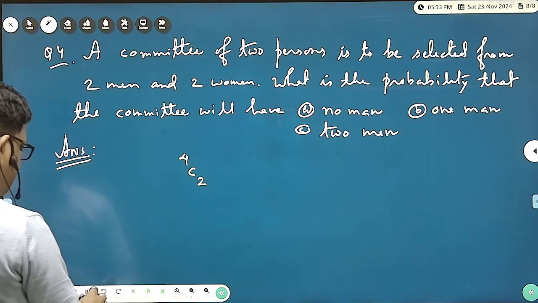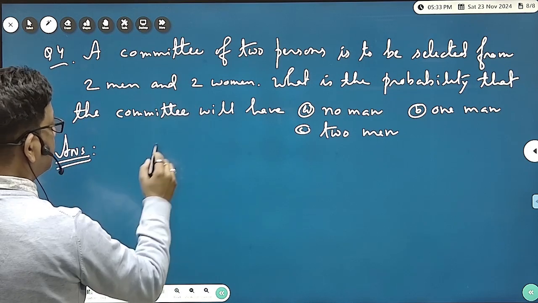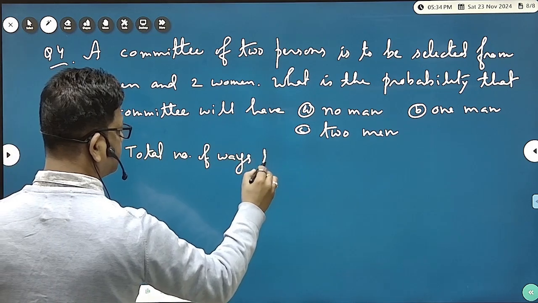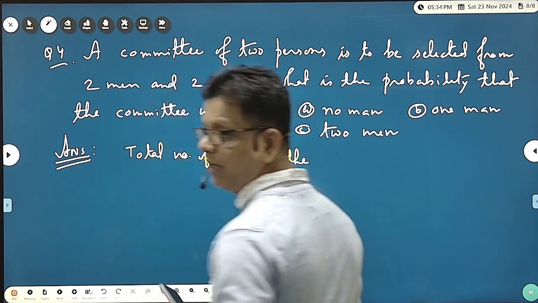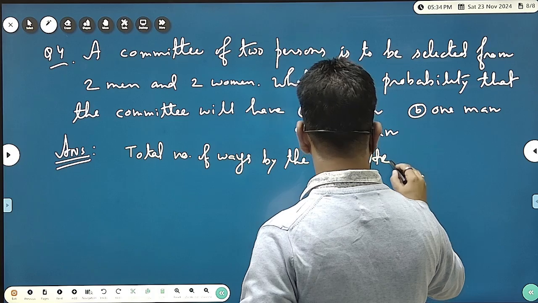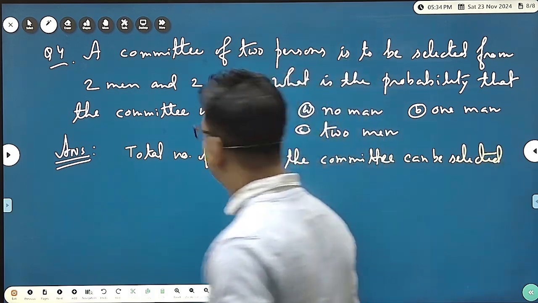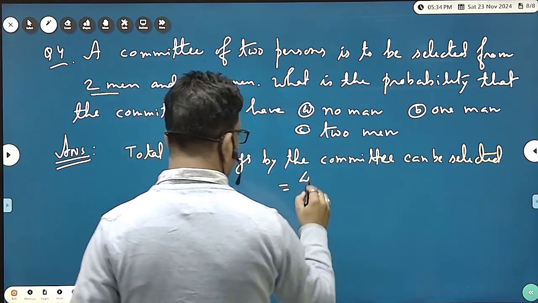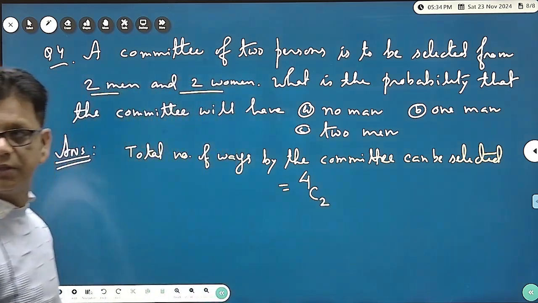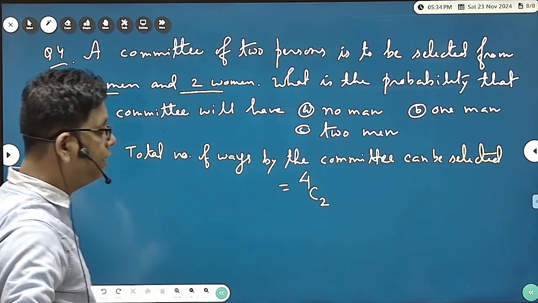For that, the total number of ways by which the committee can be selected. You just have to write it in short, I am writing in detail so that you will not have any doubt while doing it. Now, how many people are there in total? 2 men, 2 women, total 4. When I am selecting the members of the committee, how many people can I have? 2. So it is 4C2. Understood? 2 persons to be selected from 4, and which 2 doesn't matter. It can be any out of those 4, right?